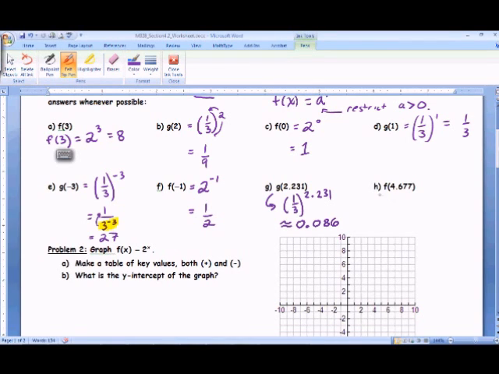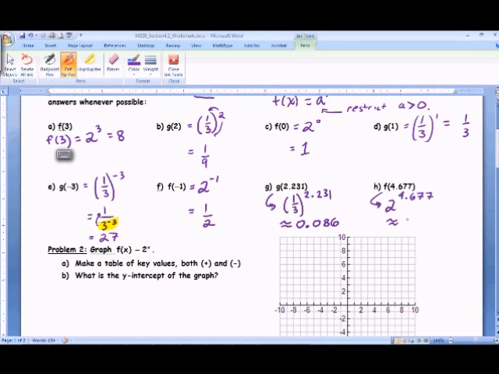And then for part H, same idea. F of 4.677 is just 2 to the 4.677. That's just a little bit less than 2 to the 5th, and 2 to the 5th is 32. So I know it's just some number slightly smaller than 32 and bigger than 16. So go ahead and plug it into your calculator.